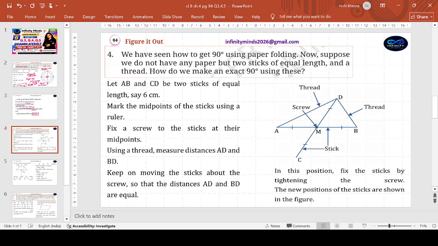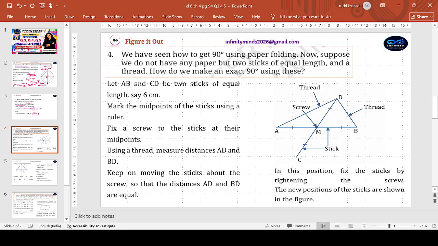We have seen how to get 90 degrees using paper folding. Children, the last questions of the exercise, questions 3, 4, 5, are all those kinds where next to them it is written maths talk or discussion. They are more for your discussion, for your understanding. Maybe a direct or heavy question can't be expected, but somewhere a knowledge of it, or a fill in the blank or some part of it, could be asked. They are more for knowledge and discussion.